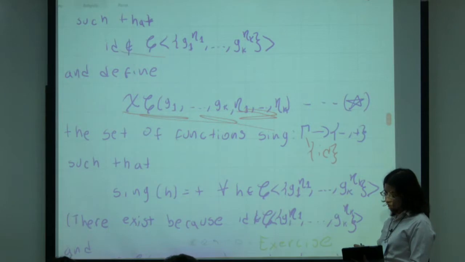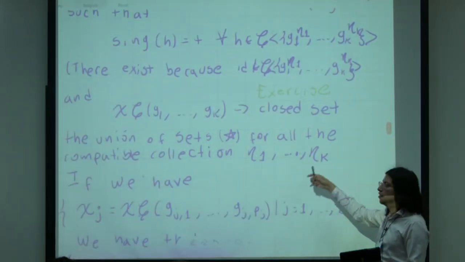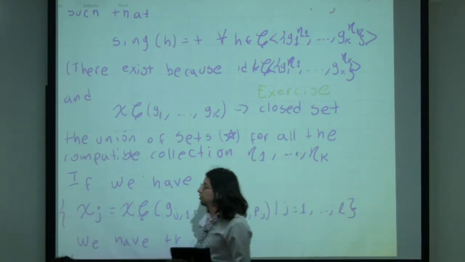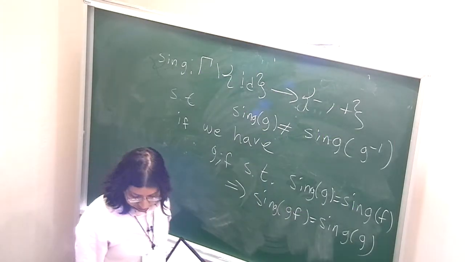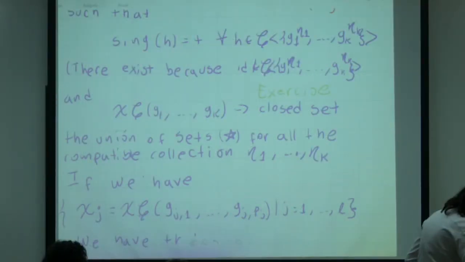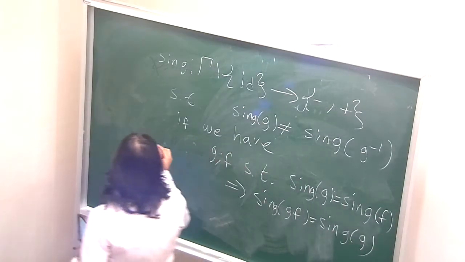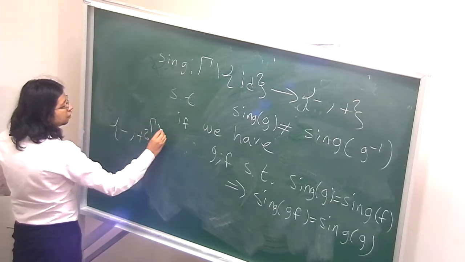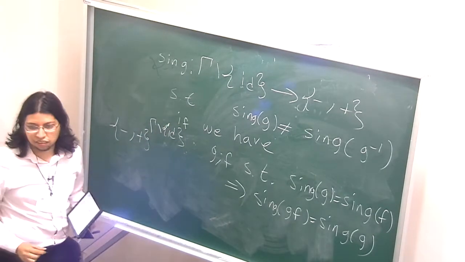this property, right? So we can show, as an exercise, this is a closed set in this set. Sorry. It's a closed set in this. That is a compact set.